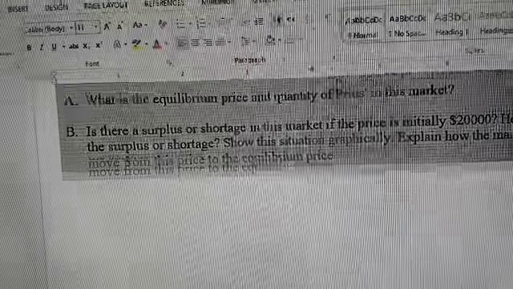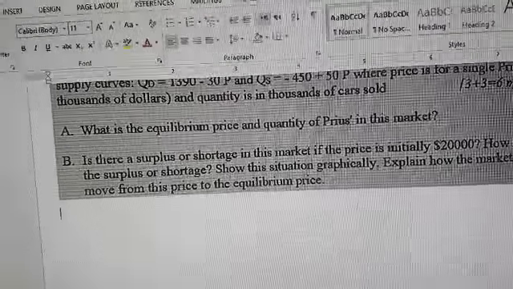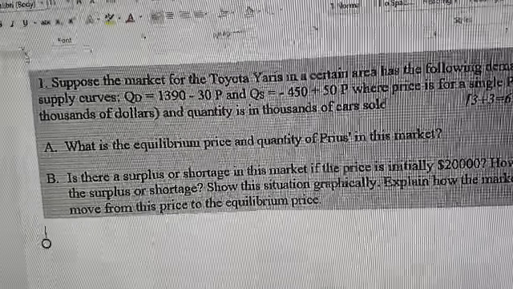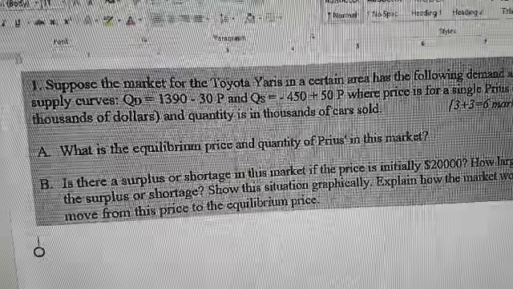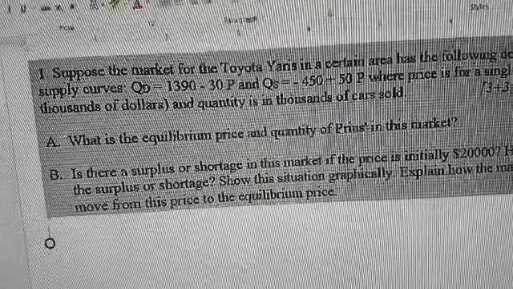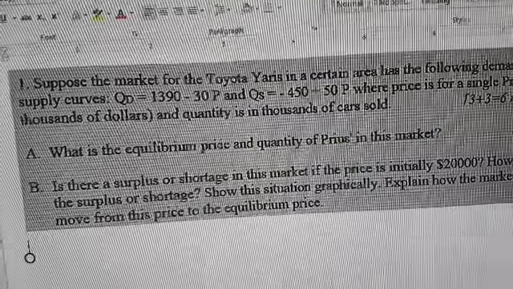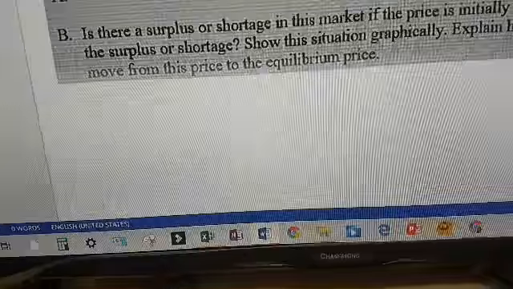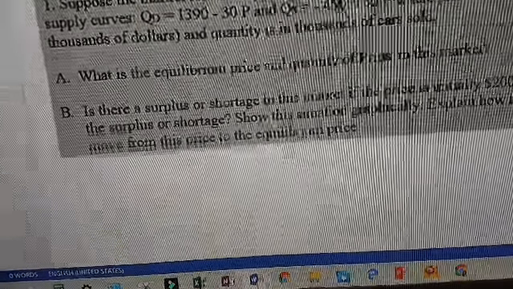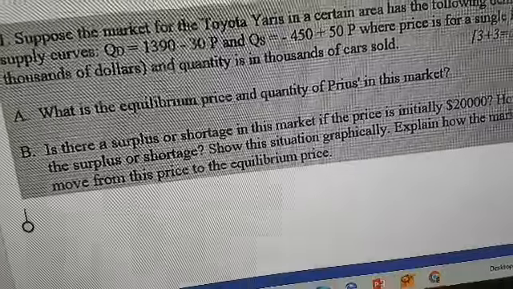So with the help of Google, I was able to get the method and how to solve the quantity, equilibrium quantity and price. So let's get started. First off, we have to write the equations.